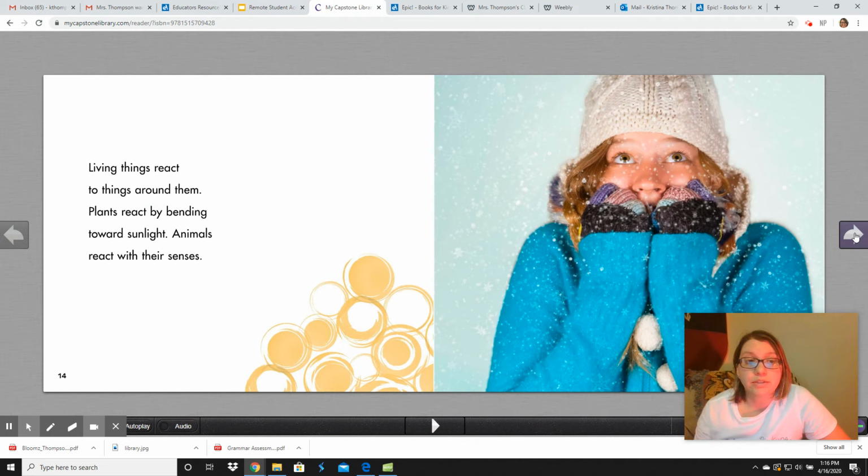Living things react to things around them. Plants react by bending towards the sunlight. Animals react with their senses. If we use our senses, like look at this little girl in the picture. How is she feeling? Yeah, she's cold. Her fingers start to feel cold. She's covering up her face because it's getting so cold outside with the snow.